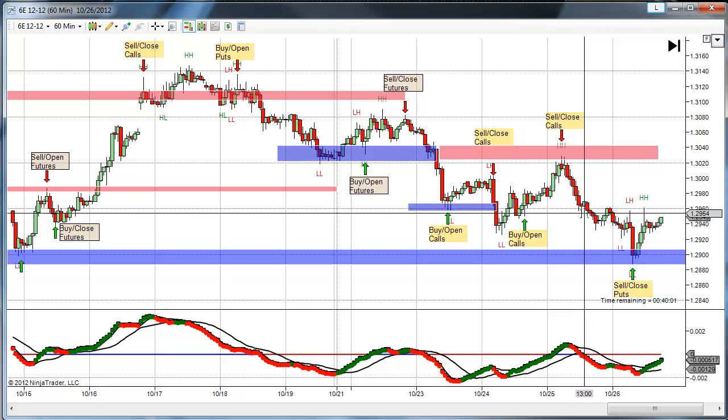We cover 4 markets in the trading room. We cover the euro, crude oil, gold, and the S&P. We trade them all the same way. What I just showed you here is basically the trading approach.